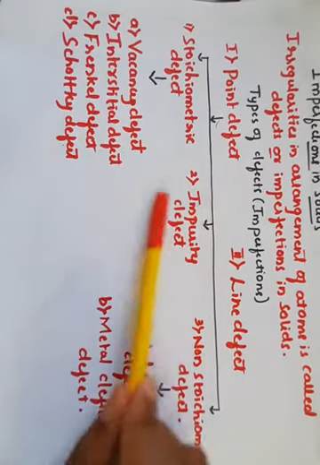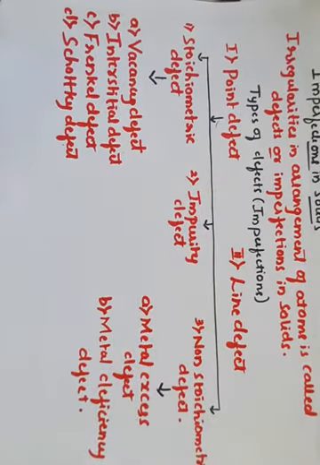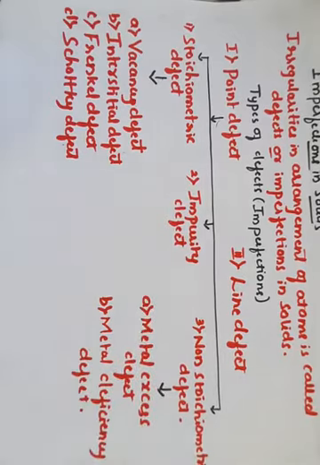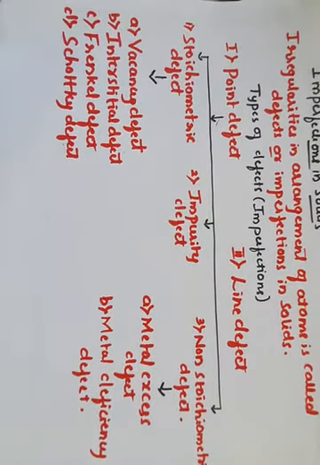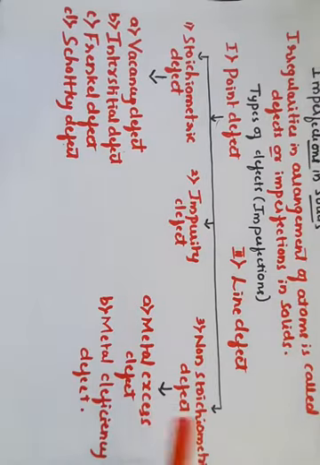The second main type of point defect is impurity defect. There is no further subclassification; it is only one type. And the third type is non-stoichiometric defect, which is further classified into two types: metal excess defect and metal deficiency defect.